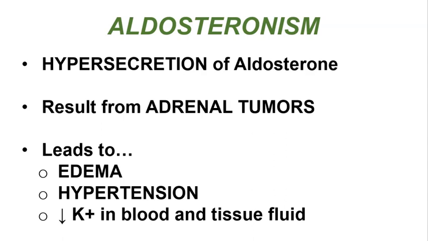Aldosteronism is the hypersecretion of aldosterone that usually results from adrenal tumors. So as expected, increased levels of aldosterone will lead to increased sodium and fluid retention, which will cause edema, that is, fluid accumulation at the tissues. It will also cause hypertension, so that is high blood pressure, as well as reduced potassium in the blood and in the tissue fluid.